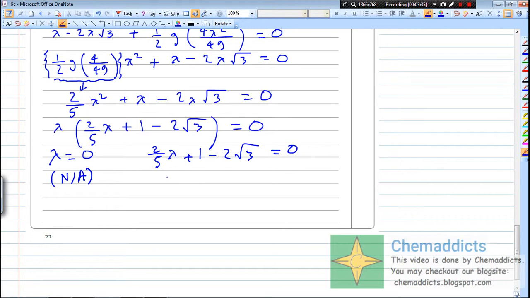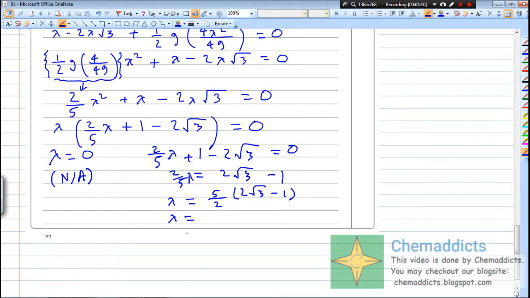Now let us make lambda the subject. 2 by 5 lambda equals to 2 root 3 minus 1. So lambda is equals to 5 by 2 times 2 root 3 minus 1.